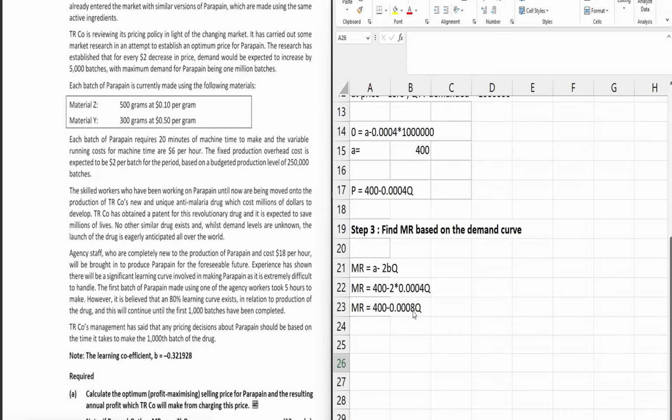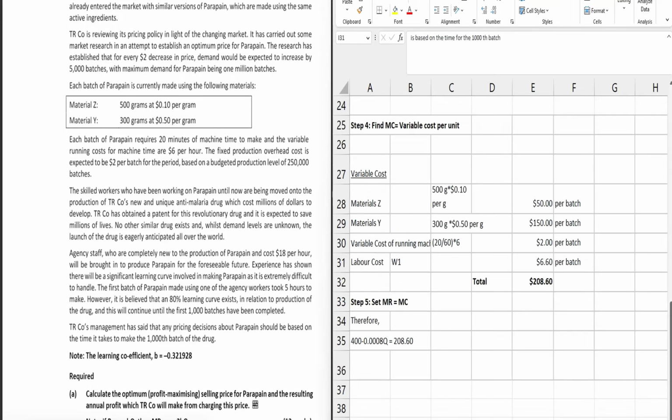Okay, now the next step is to find out the variable cost per unit. So I have already calculated the variable cost. Why are we calculating the variable cost per unit? Because we need to find out the marginal cost. And what is the marginal cost? It is equal to the variable cost per unit. There are lots of variable costs given here, like material, labor.